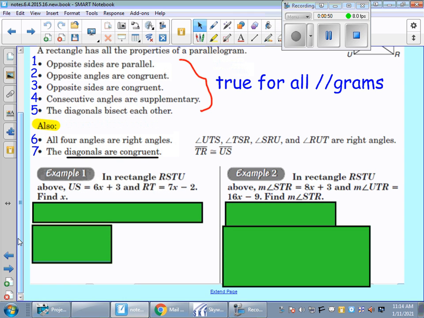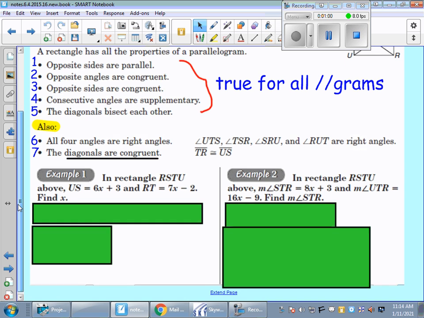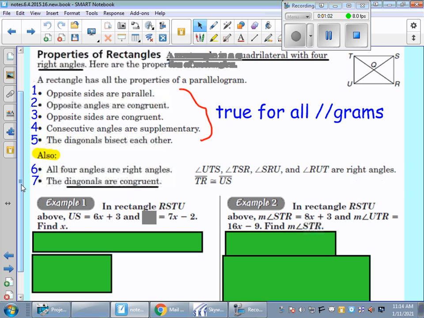So with that in mind, that leads us to example number 1 here. In example number 1, you would assume that we sketch, well, they actually say use the rectangle above. So they ask you to use the rectangle above. It says US. So US is right here, and RT is right here, okay? So what we should know about those two things is those two are diagonals, okay? And if you look at what we have here, it says right here, diagonals are congruent. So what are we going to do? We're going to set those two equal to each other.